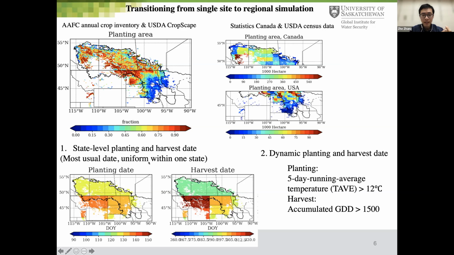As for the planting date, we did two simulations here. One is to use the most usual date, which is uniform within one state. We call it the state level planting and harvest.